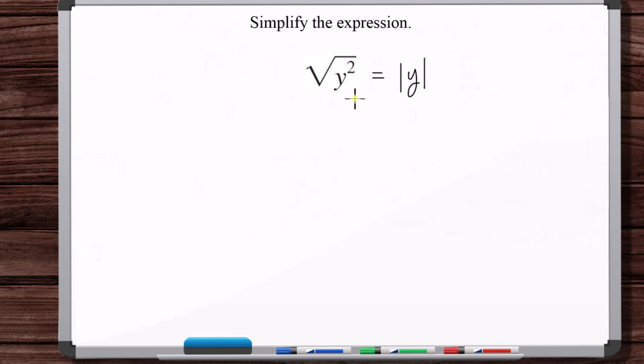And so you might be thinking, well, if we're going to be squaring it, then why do we need the absolute value? You have to look at it this way. If y was, let's say, -5, then we don't want to put -5, which would be just y. We want to put 5. We want to put the absolute value of y.